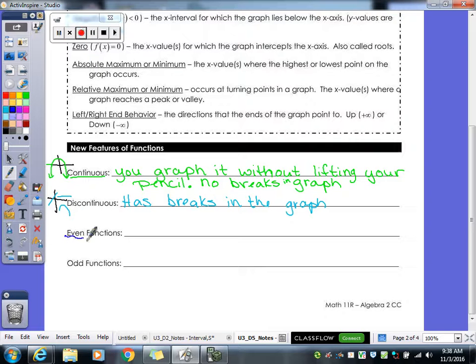Okay. Even functions. Even functions are symmetric over the y-axis. So for example, one even function that you are very familiar with would be your quadratic. It is perfectly symmetrical over your y-axis here. If you were to flip it over, it would be exactly the same function. So that's an even function.